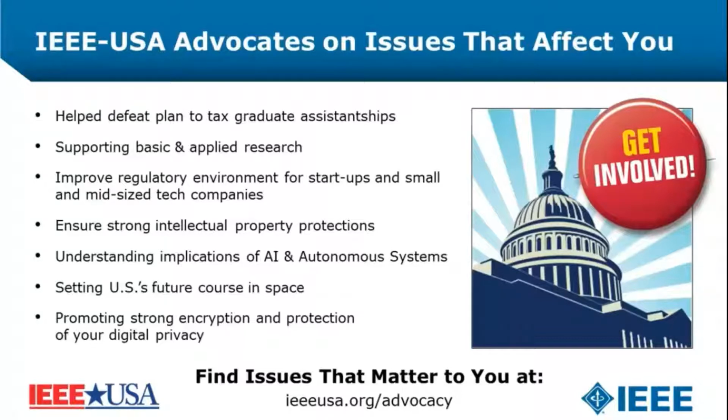There are a whole lot of public policy committees within IEEE USA, for example privacy, communications policy, entrepreneurship policy, and artificial intelligence. There is a whole lot of policy. If you go to the IEEE USA website, ieeeusa.org/advocacy, you can see all the policy committees that IEEE USA has and what each committee is trying to do.